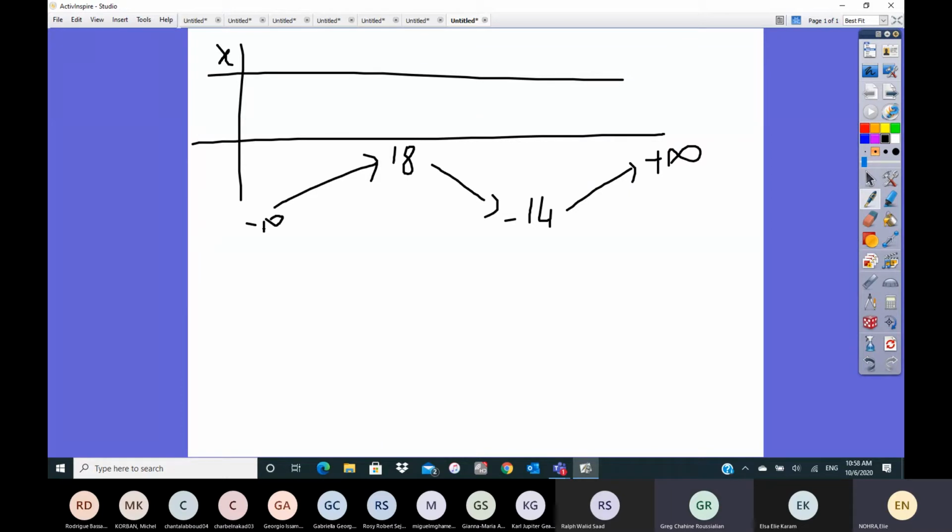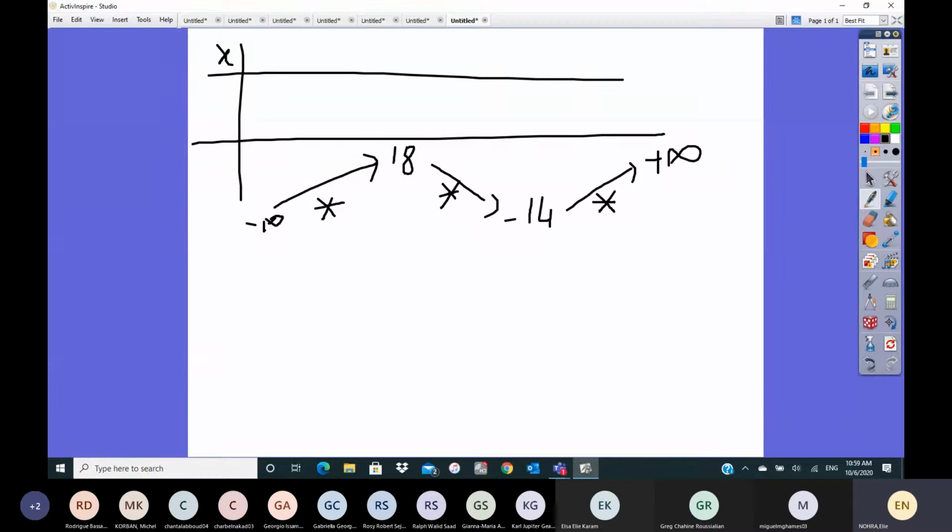Yes. So graphically, according to this table, how many times do you think the curve will cut the x-axis? Three times. Since it increases from minus infinity to positive 18, it passes through the x-axis once. Another time, since it decreases from positive 18 to negative 14. And another time when it increases from minus 14 to plus infinity.